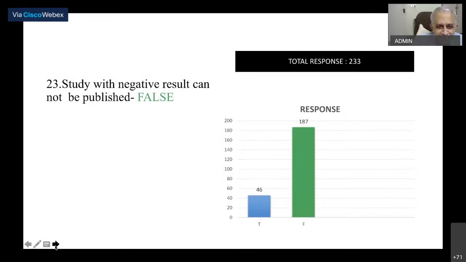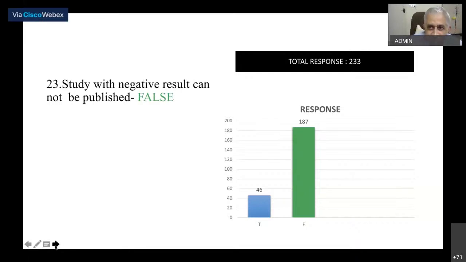Number 23, a study with a negative result cannot be published. Some people think always I should get a p-value of 0.01 or 0.001, then it will get published. It's not like that. It depends upon what issue you have studied and how seriously you have studied, and based on that outcome.